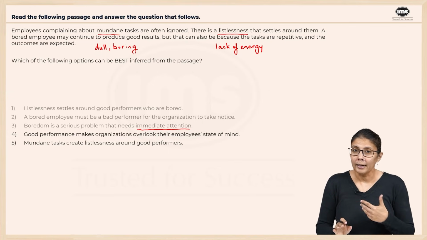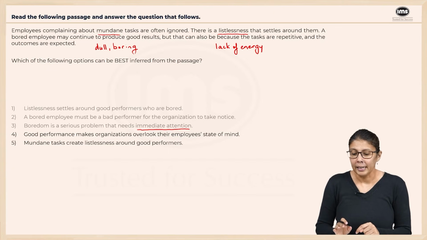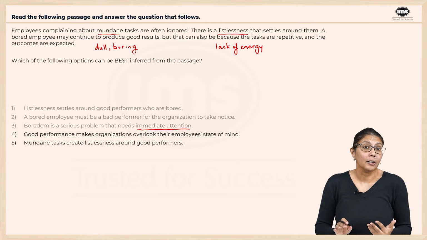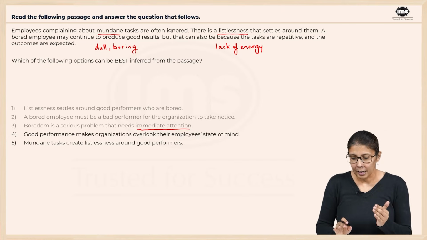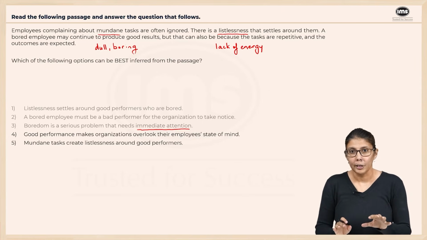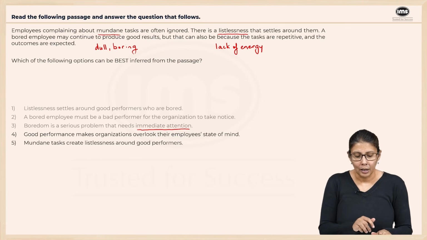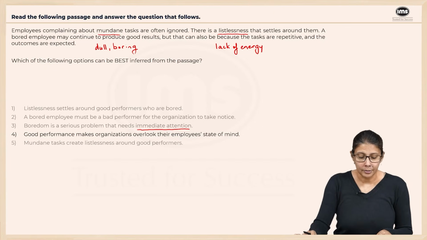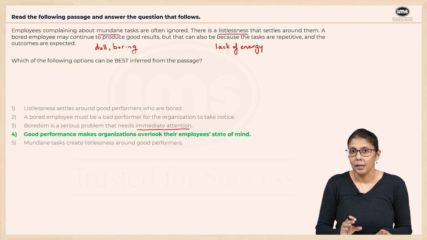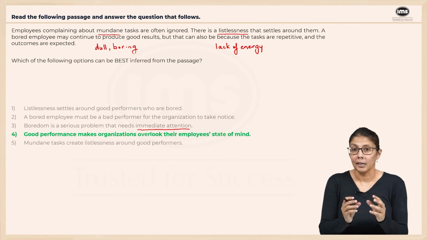There's another reason, however, that I would eliminate it. See, the very first sentence says employees complaining about mundane tasks are often ignored. What does that mean? It means that the organization does not pay attention to their complaints. Option 5 does not really talk about that at all. It just captures the rest of the message without the organization's response coming into the picture. So, option 5 therefore is not the right answer. The right choice seems to be option 4. But for this question, you do need to understand the message that the author is trying to deliver instead of just picking up random keywords and trying to put them together in the answer.